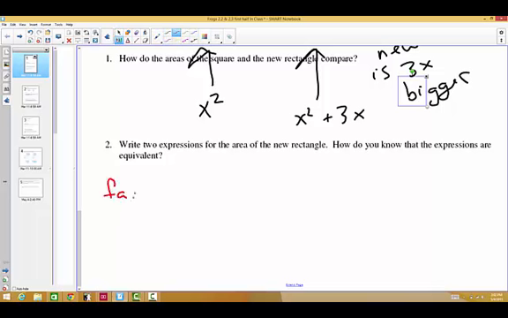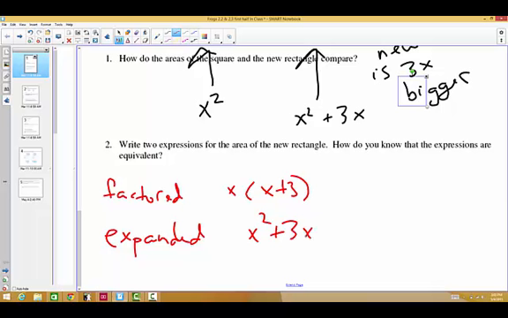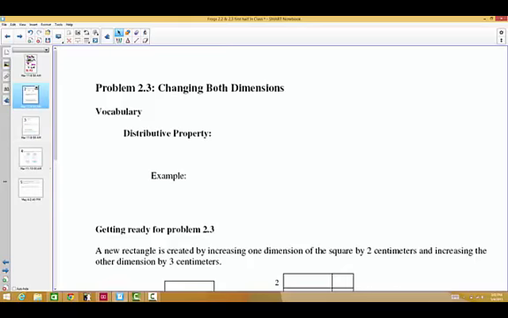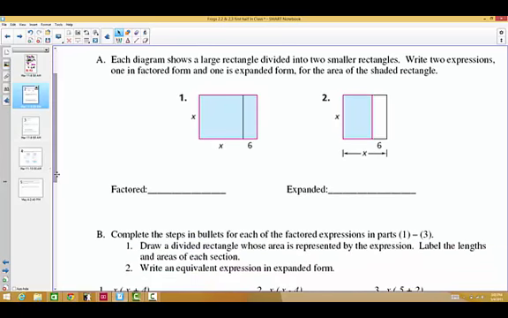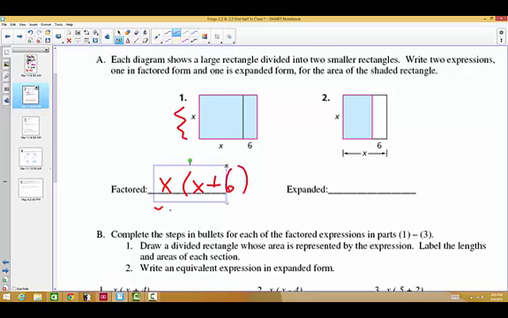So factored form is x times x plus 3. Expanded form is x squared plus 3x. And an expression should have an equals y because that's the full equation. So in the first one, the factored form is x times x plus 6. This is your x right there, and this is your x plus 6. If you want to expand that, even though it's not here, it would be x squared plus 6x.